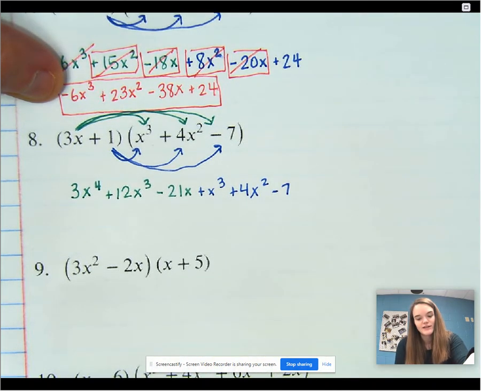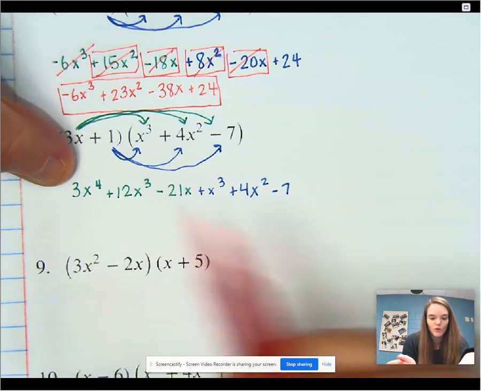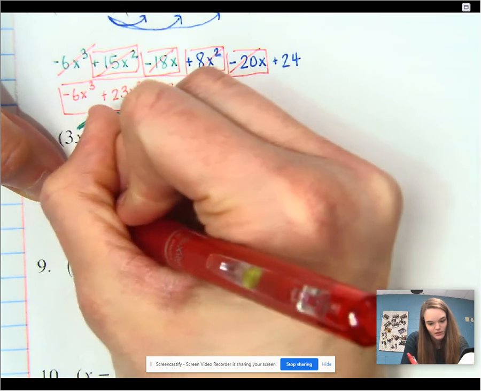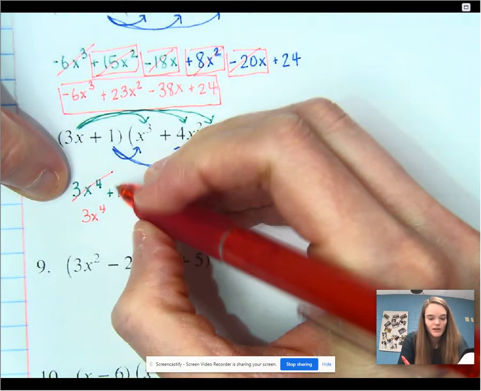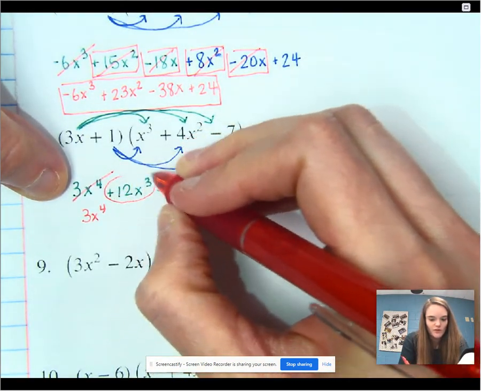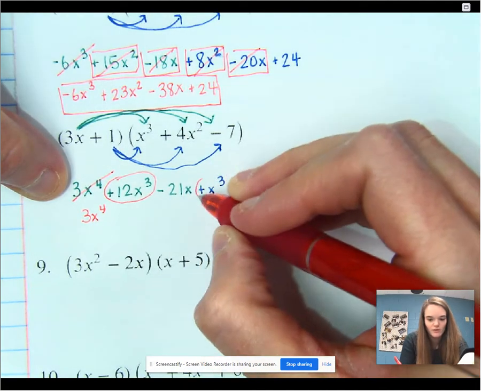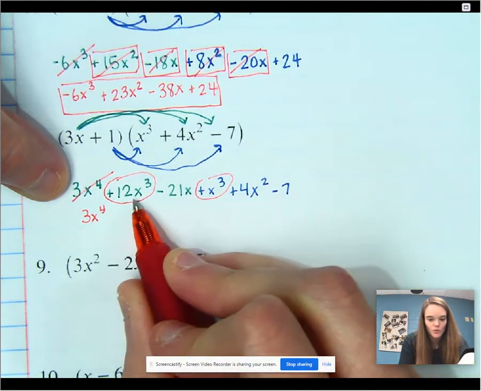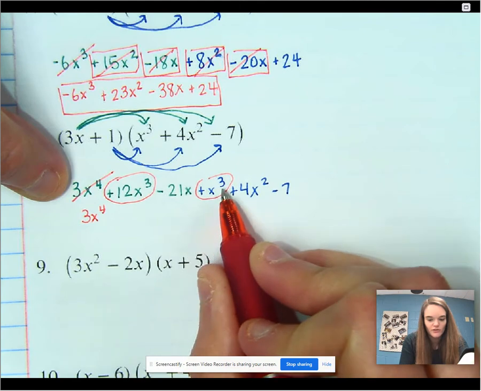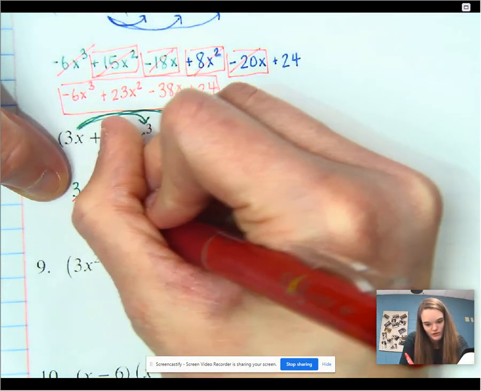Okay, we don't have as many like terms this time, but we still have some. 3x to the fourth doesn't have one, so we're going to write it down and cross it out. And then let's go to the third. So 12x to the third has a like term. So 12x to the third plus x to the third is 13x to the third.